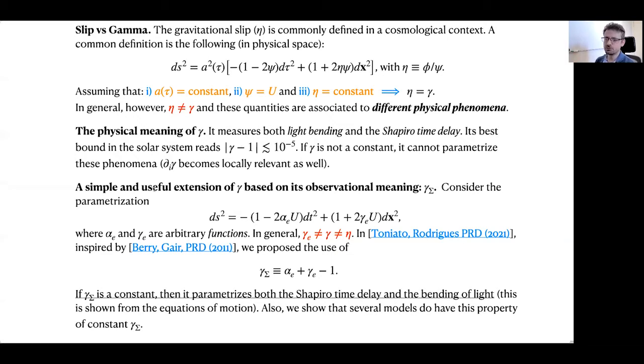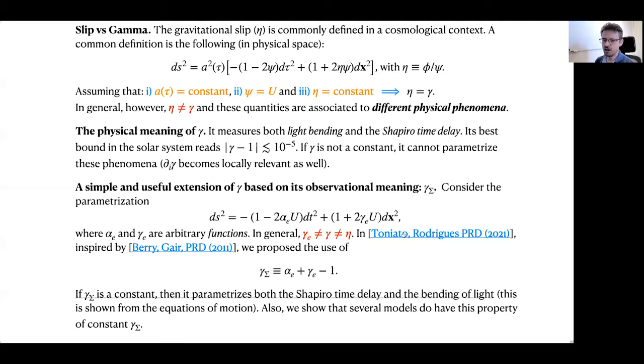A simple and useful extension of gamma we propose in our work, which we denote by gamma sigma. First we consider this line element here, in which we use an arbitrary alpha E and an arbitrary function gamma E. These two functions, alpha and gamma, are arbitrary, and they are only multiplied by U, the Newtonian potential, for convenience. So they can even depend on time. In general, gamma E is different from gamma, which is different from eta.